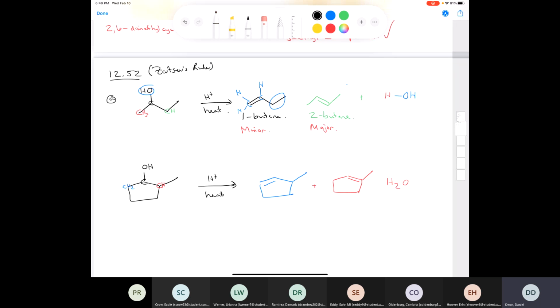The question becomes, which one of these is the most substituted? That's right, Sadie. It would be the red one, okay? This would be the major product. This would be the minor product. Again, if we examine the carbons in the double bond, overall this one has one, two hydrogens attached to it, two R groups attached to it. This one only has one hydrogen and one, two, three carbons directly attached to the double bond. And so it is the more substituted double bond. Therefore, it is the major product.